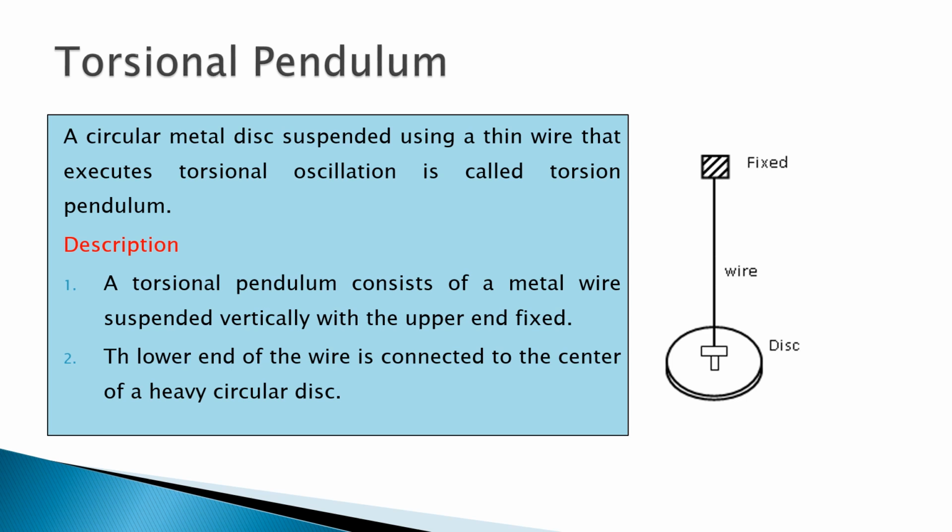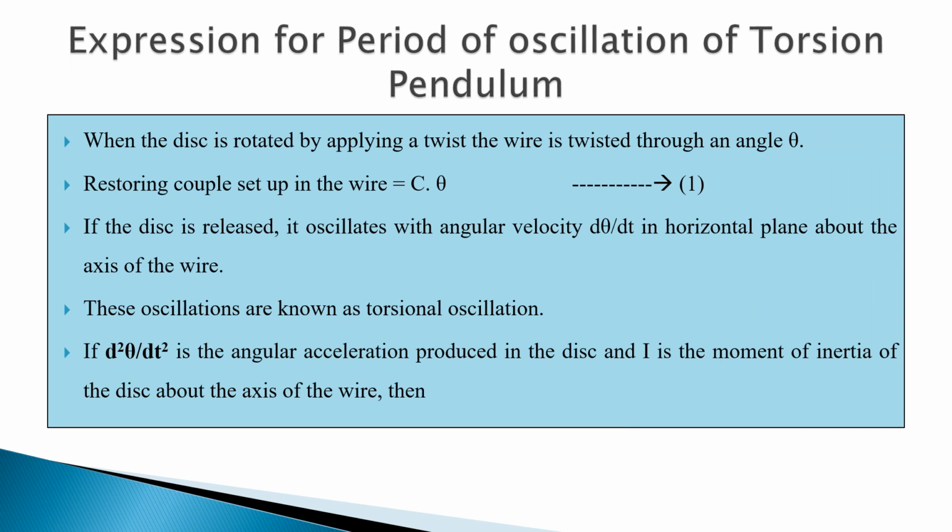A torsional pendulum consists of a metal wire which is suspended vertically. The top end of the wire is fixed and the bottom end is connected to a circular metal disc. If the disc is rotated by applying a twist, then the wire is also twisted through an angle theta. Then a restoring couple will be set up inside the wire, which will try to restore it to its original position. That value is equal to C into theta, where C is the restoring couple per unit twist.